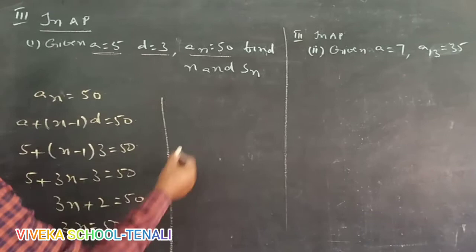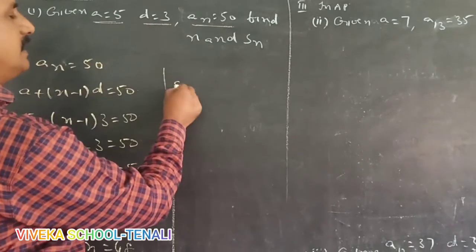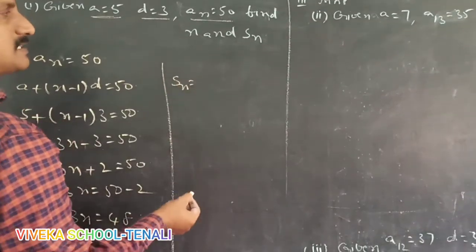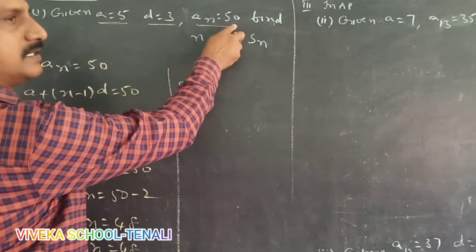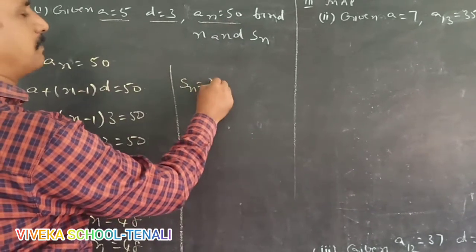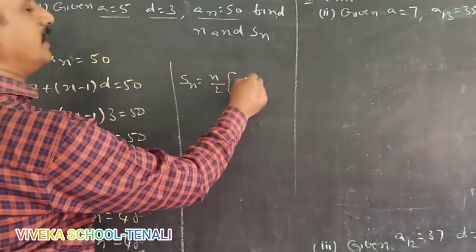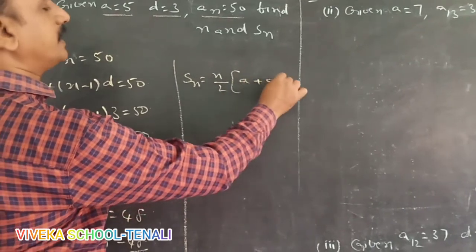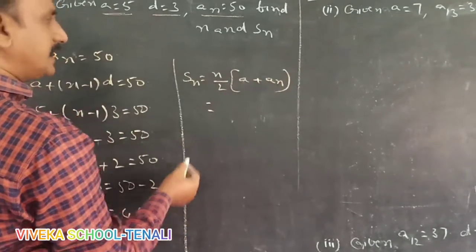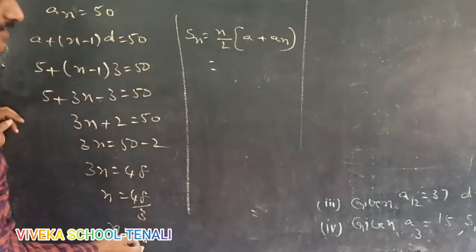Then find Sn. What is the Sn formula? There are two formulas. The last term is 50, so we apply the second one: Sn equals n by 2 into (A plus An). How many terms are there? n is equal to 16.